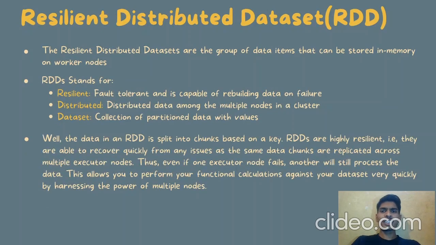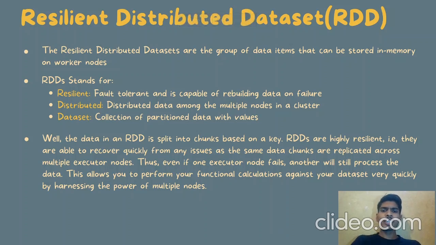Resilient distributed dataset (RDD). It groups the data items that can be stored in the memory of the worker nodes. Where RDD stands for: R means resilient. It means it deals with fault tolerance and is capable of rebuilding data on failures. Meaning if the data is lost, we can rebuild the data from the other sets. Distributed means the data is distributed among multiple nodes or the workers. Dataset means the collection of partitioned data with values, meaning we need to collect the data after computation of all results.